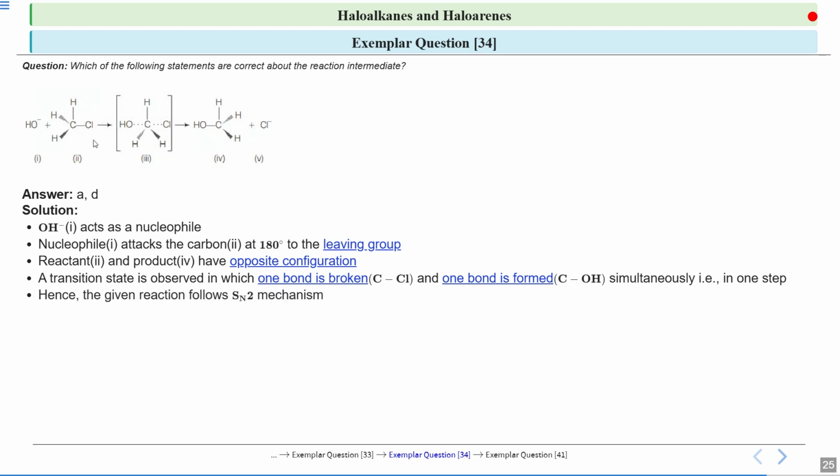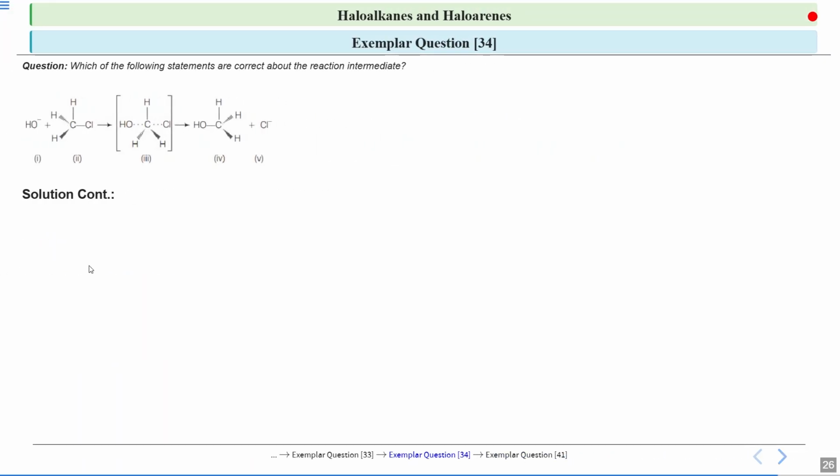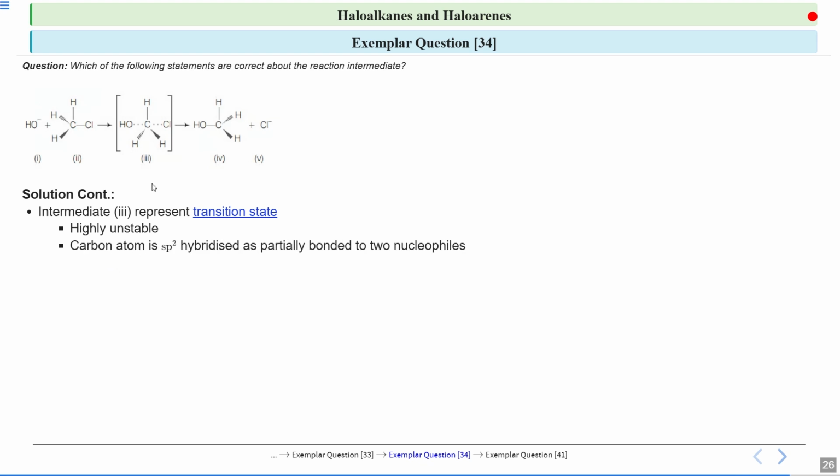Hence, this given reaction will follow the SN2 mechanism. The intermediate third you are getting in this reaction represents a transition state which is unstable. So this is highly unstable, and the carbon atom in this transition state is sp2 hybridized because it is partially bonded to two nucleophiles at the same time, chloride and the hydroxyl ion. And also it is less stable than the reactant second, that is methyl chloride.